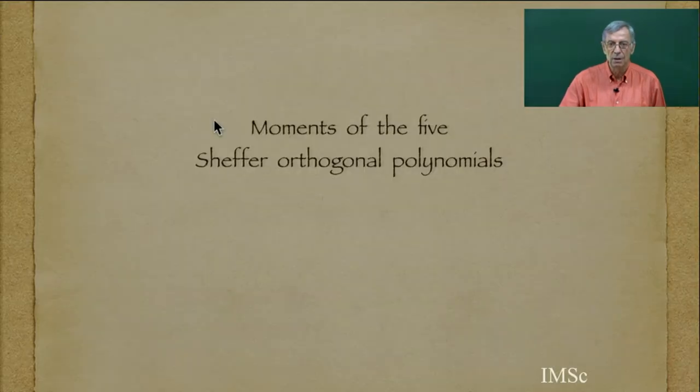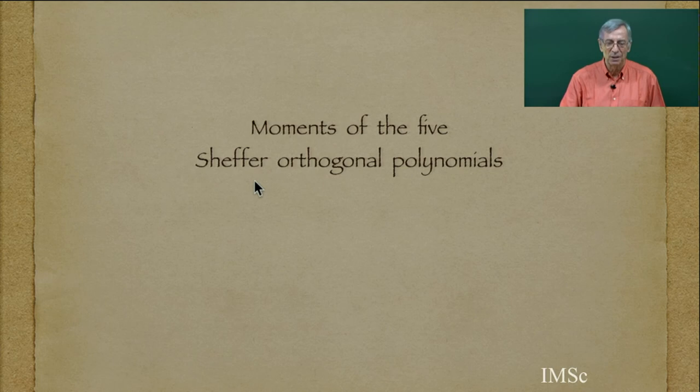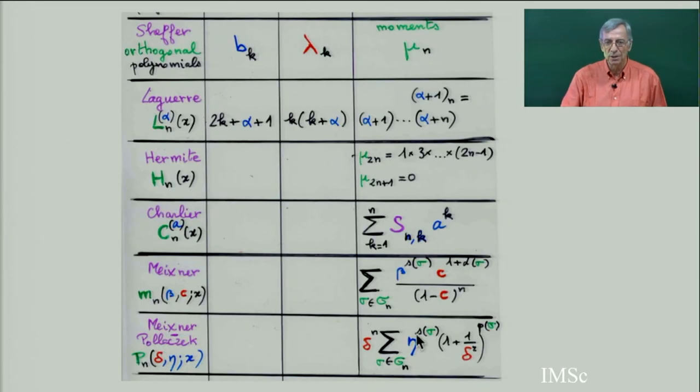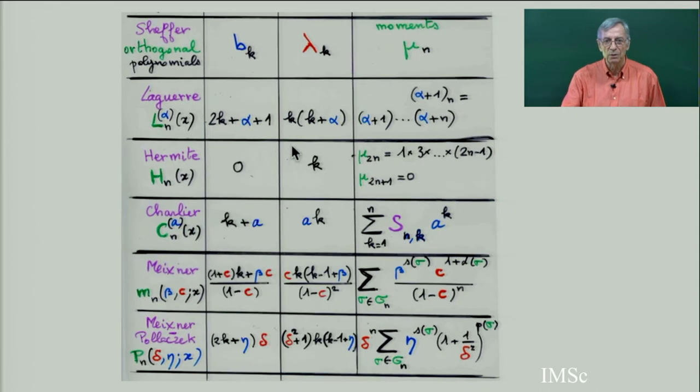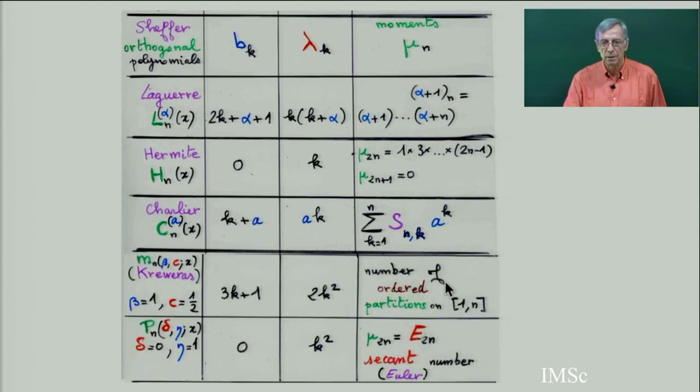And I will finish with why we do all this machinery: Meixner, first kind, second kind, Charlier. Why not do the most general case with the five? As a summary, these were the five possible known Sheffer polynomials. These were the five b_k, lambda_k, the five moments here. This was a summation over permutations, and we have a transformation with an identity on the Eulerian polynomial. This was a special case here.